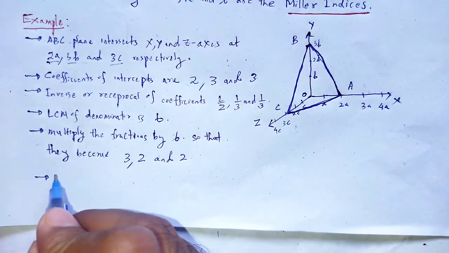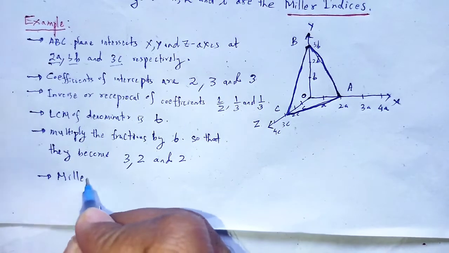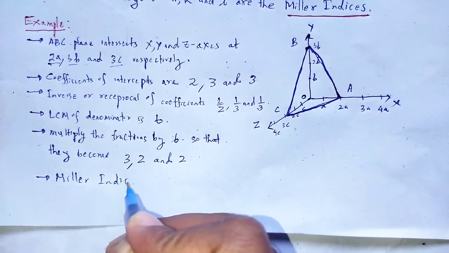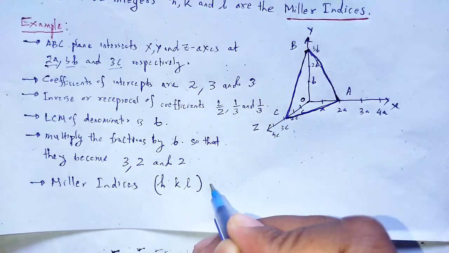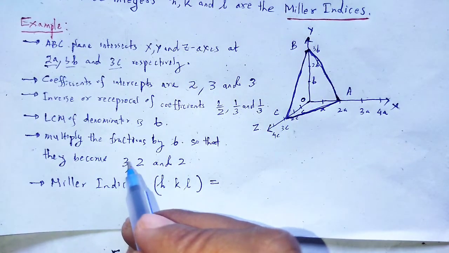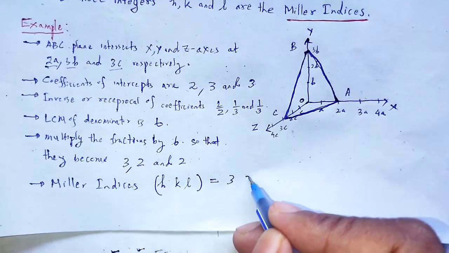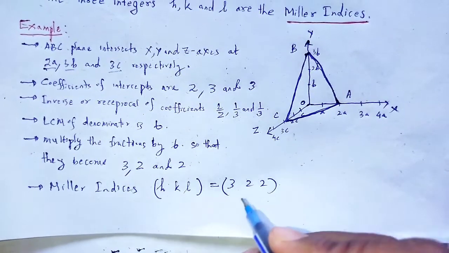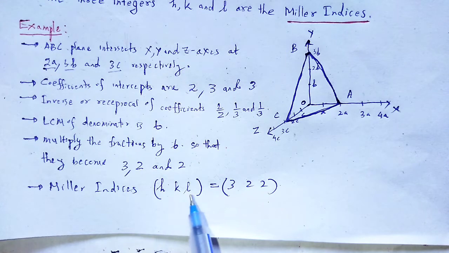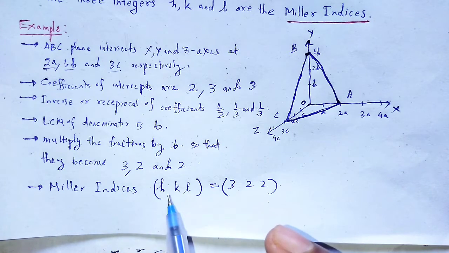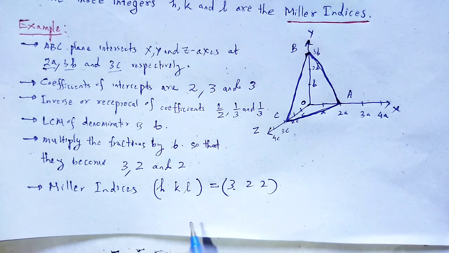Therefore, the Miller indices h k l is equal to, we write it as 3 2 2. An important point you have to notice here: when we are writing the Miller indices, no commas are used. So in that section we say the Miller indices is 3 2 2.